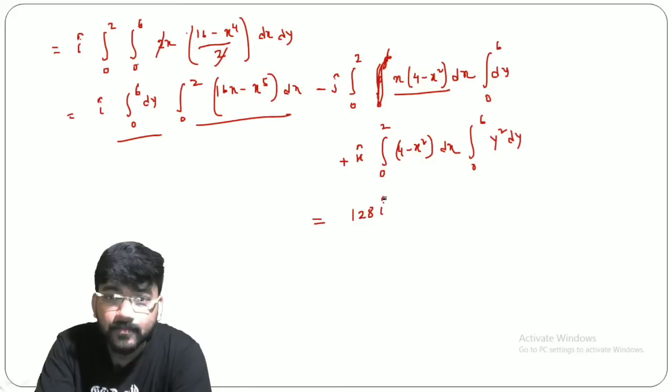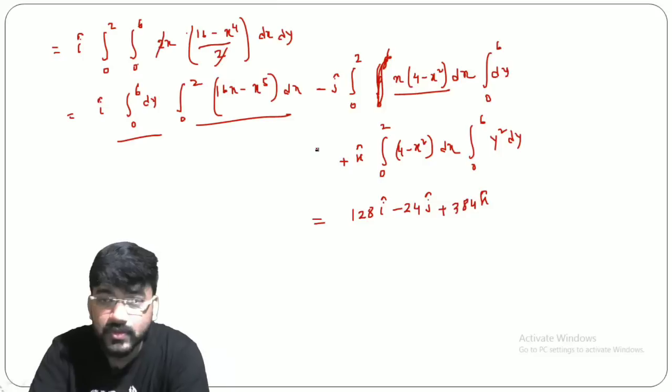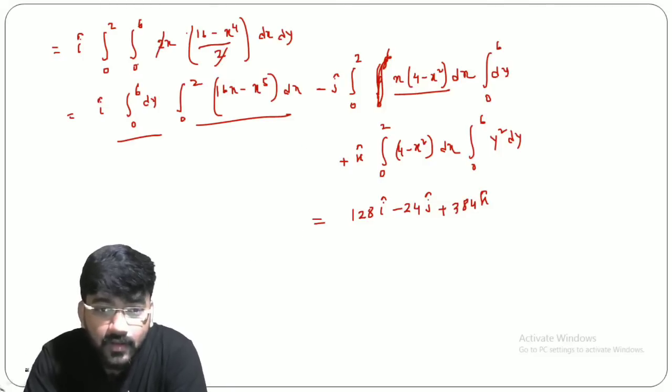128 i cap minus 24 j cap plus 384 k cap. So now you please do the calculation yourself. Okay, and let's move to the next question.